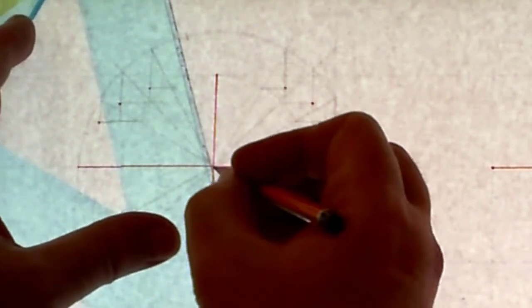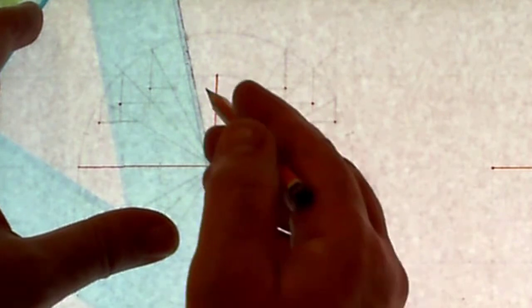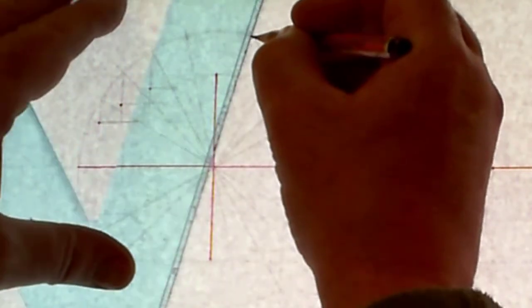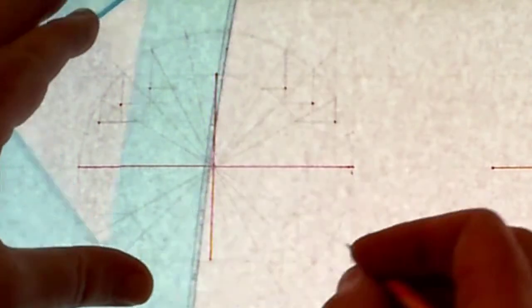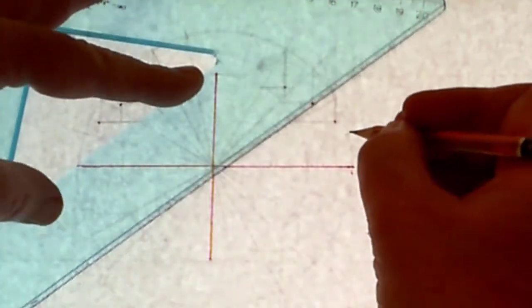So again, I just need to go through the center point here, and I'll have established over on this curve here. So through here, here, again, likewise here, and here.